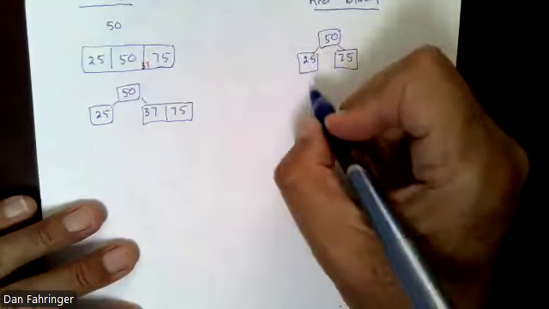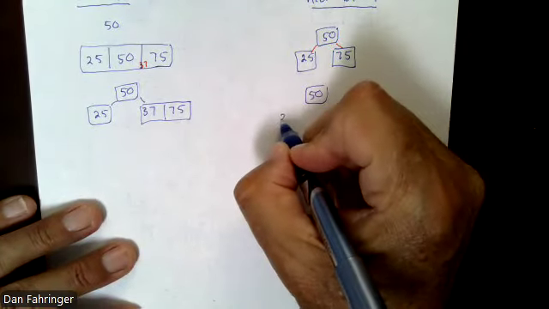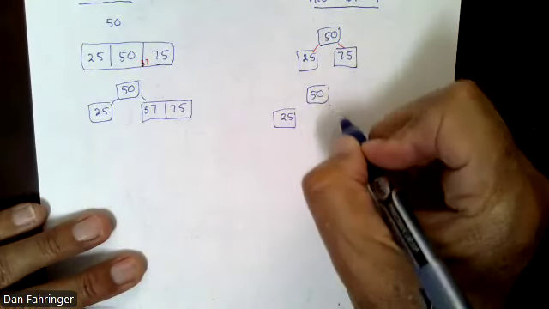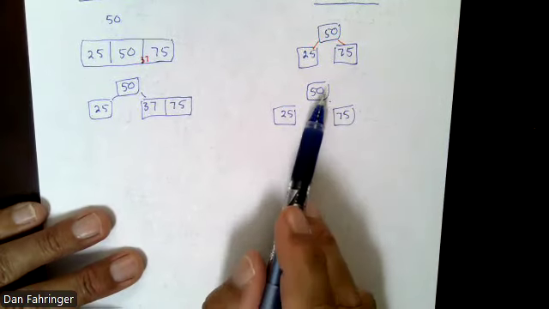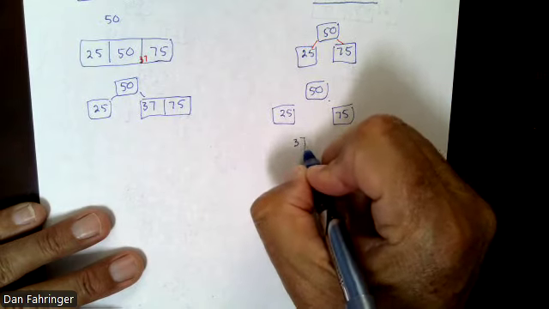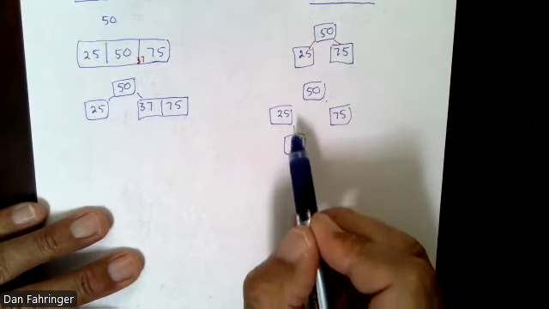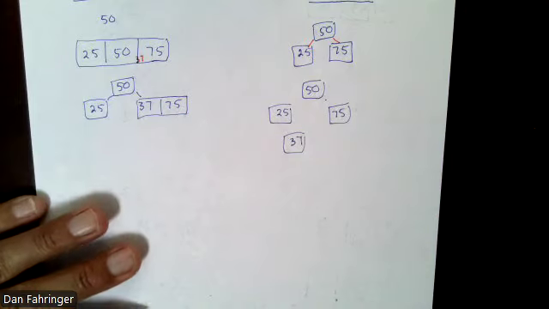Over here, we had the 50, 25, and 75. Now 37 wants to join. It's less than 50 and greater than 25. This had been a red. This wants to be a red. So it blew stuff up.